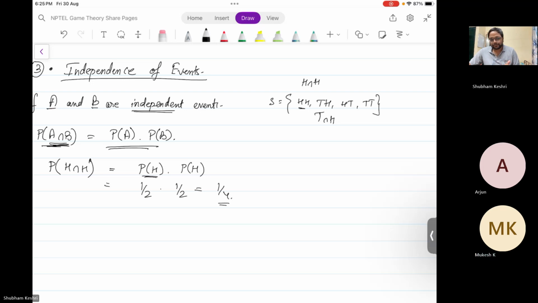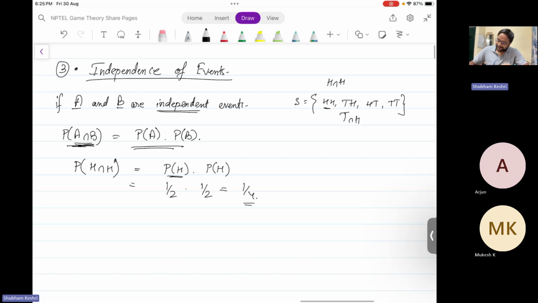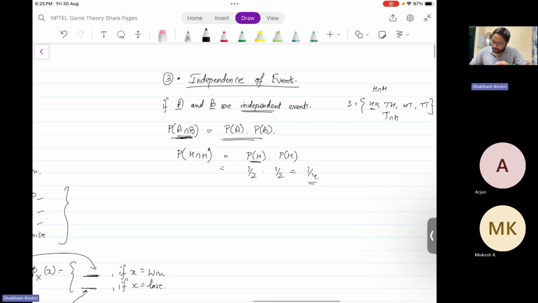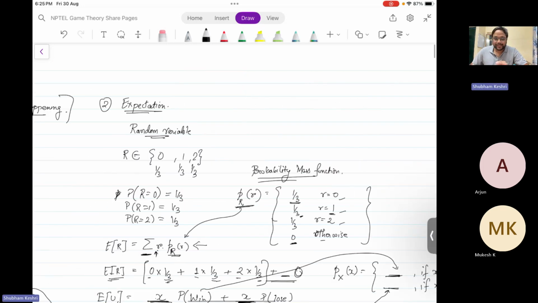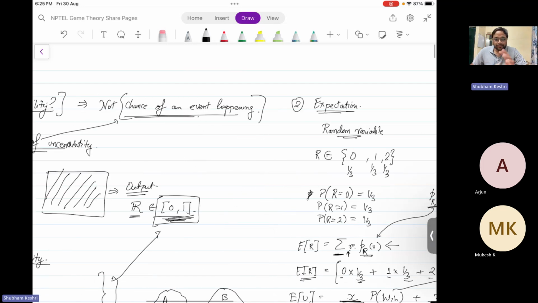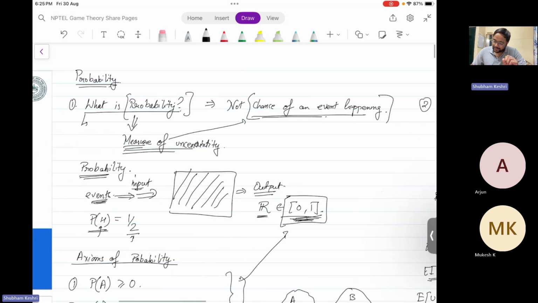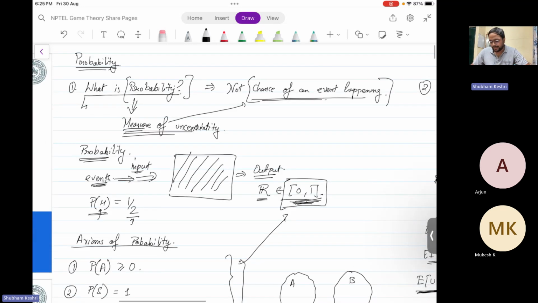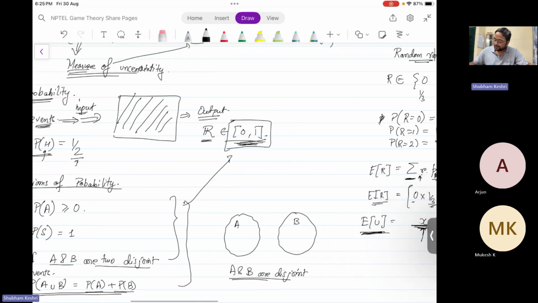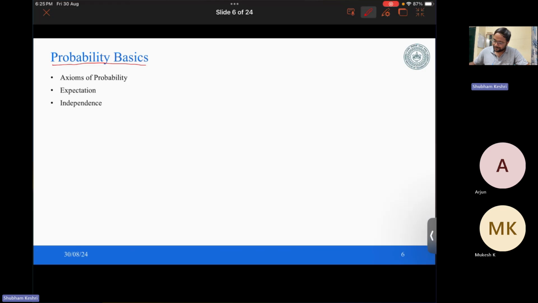Okay. All right. So this is about independence. And this is about expectation, and expectation is important. Expectation is actually mean value. So both are very similar. I will say same concepts and discussed in different areas of mathematics. And this is about probability and their axioms. All right. So we'll move on to the problems now.